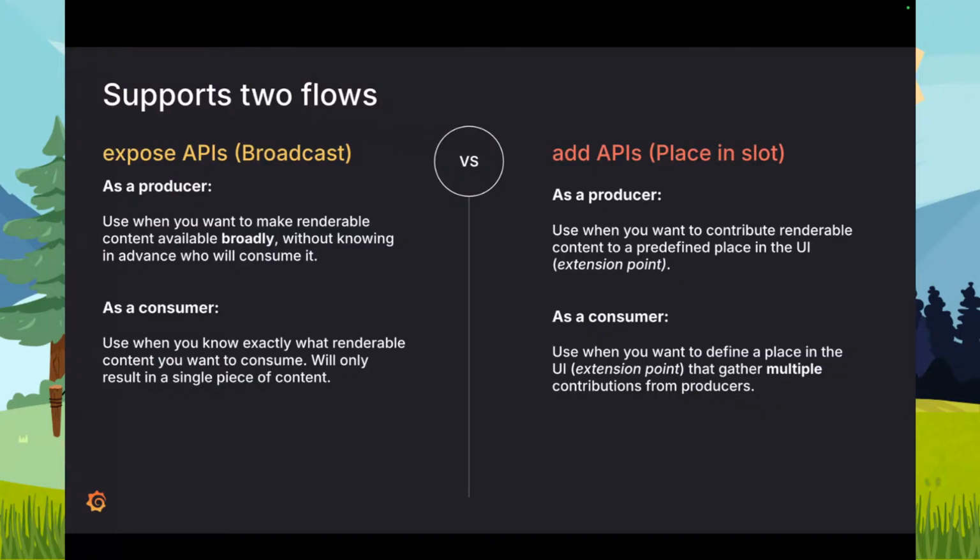And then we have the add APIs, where as a producer, you are targeting a specific place and you're adding functionality to a predefined place in the UI. And from the consumer side of things, which is where you define the extension point, or where you render the extension point, you don't really know beforehand who is extending your extension point. It could be multiple plugins, it could be Grafana. You will just get multiple contributions from different producers.